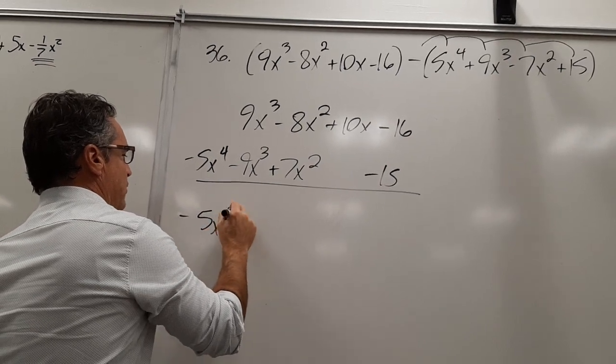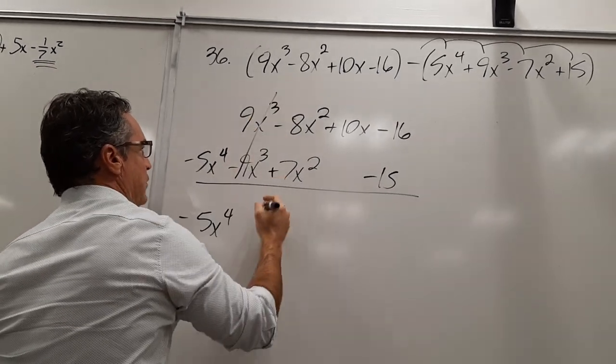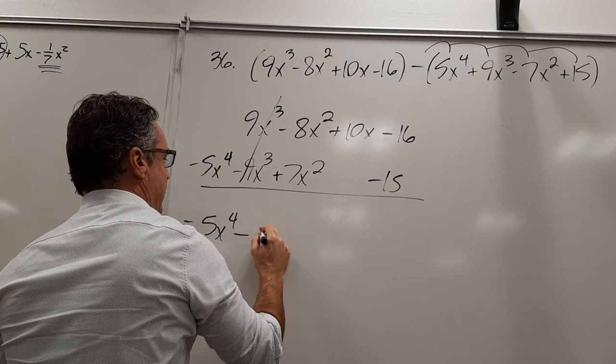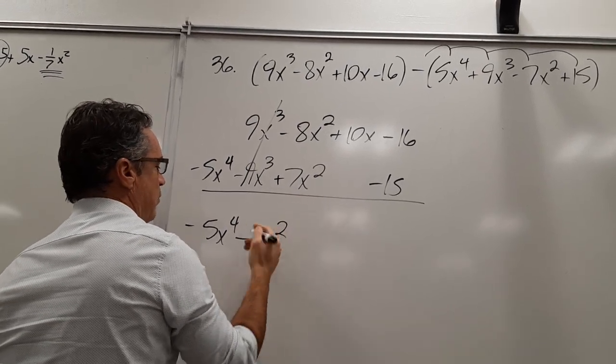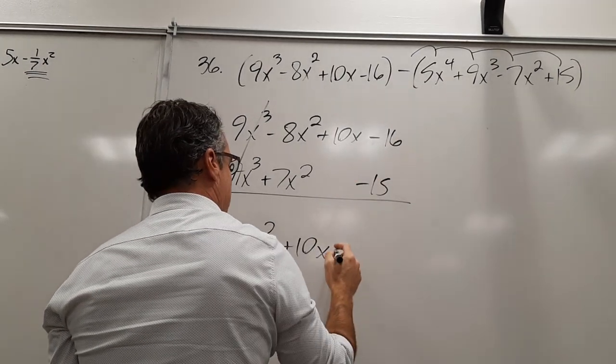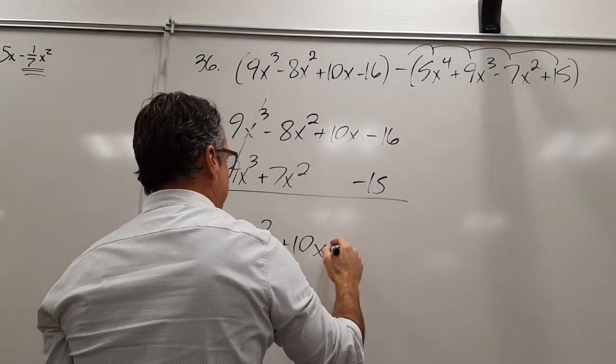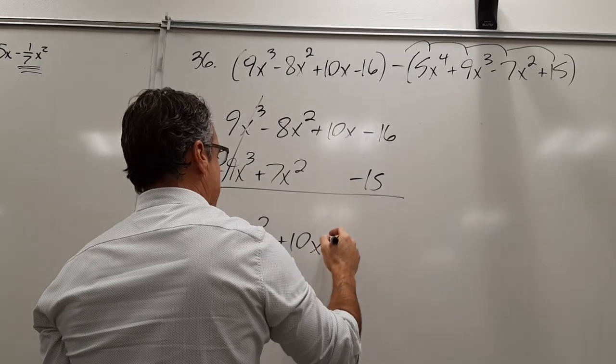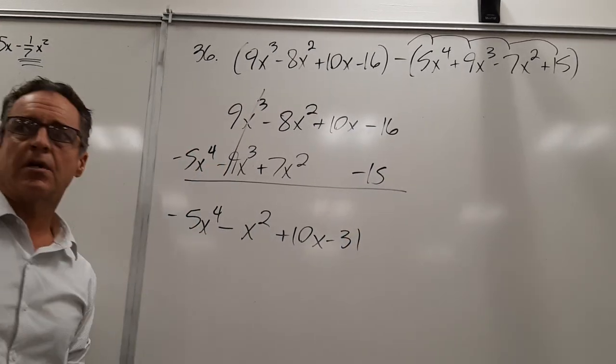Negative 5x to the fourth. These cancel. Negative 8 and positive 7 make negative x squared because it's just negative 1. We don't write 1. We just write negative x squared. 10x drops down. These two combined, they are both negative, so you add them, right? Because they have the same sign. It's negative 31. Okay, we solid?